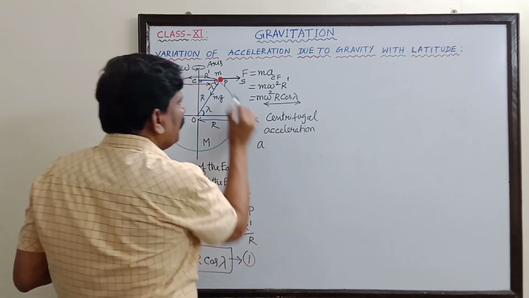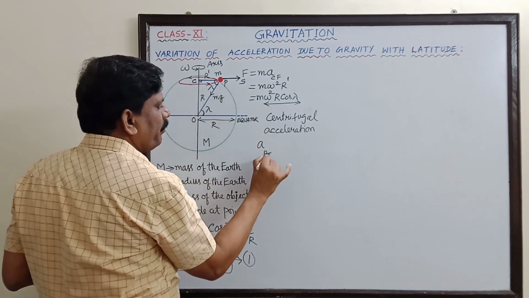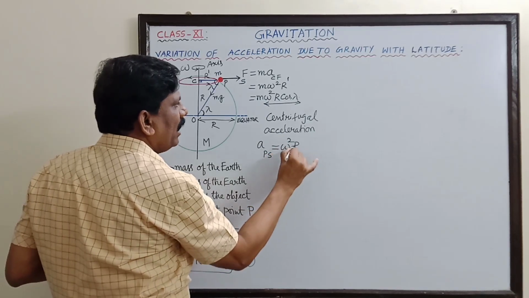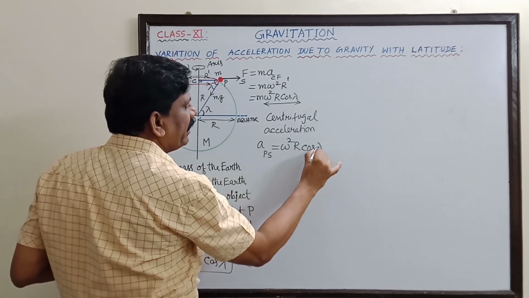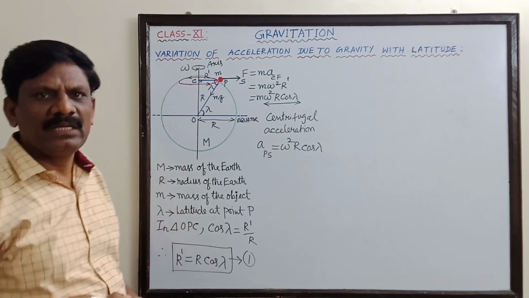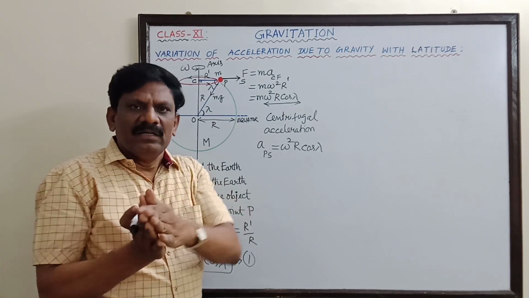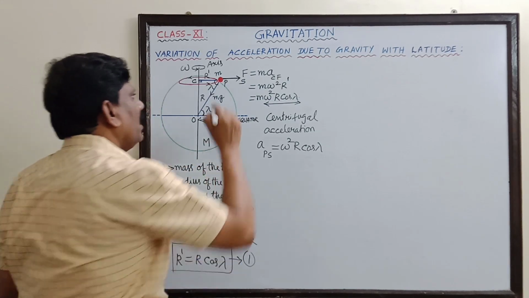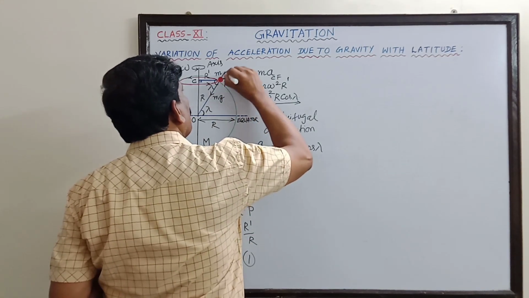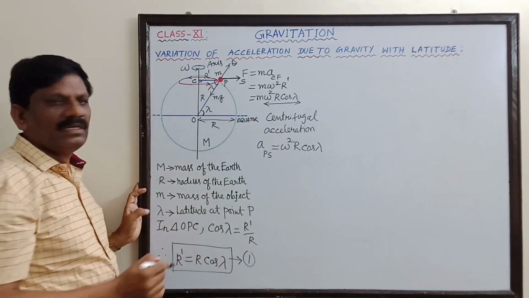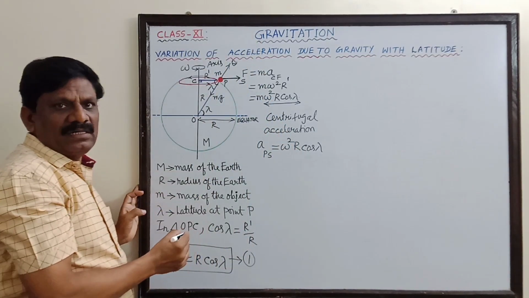So APS along this direction PS. How much is it equal to? Omega square r into cos lambda. Now I am going to find its component along the direction of the radius. I will take another point Q and extend this radius.